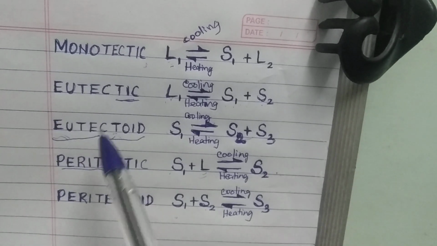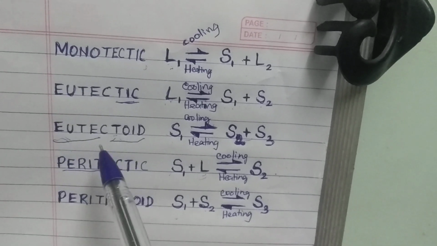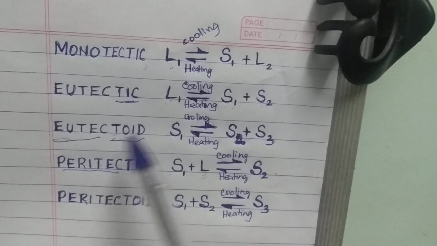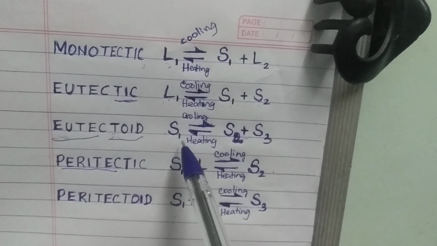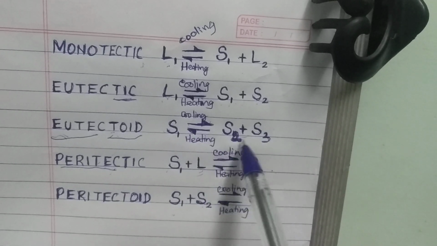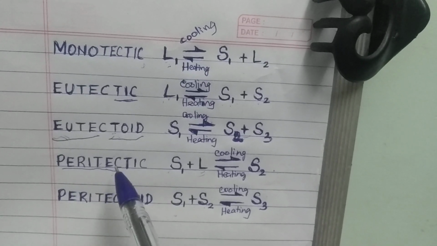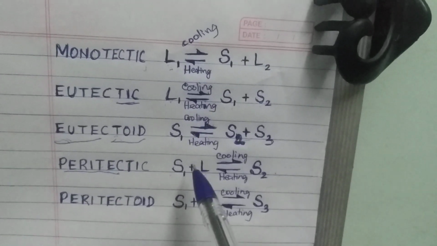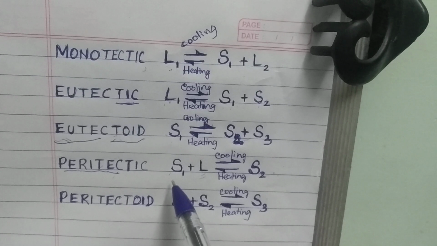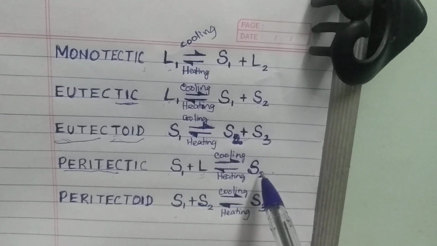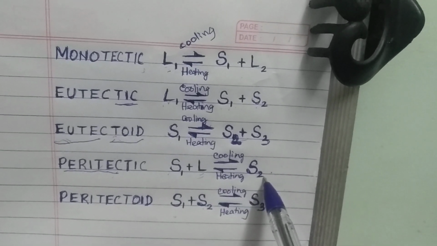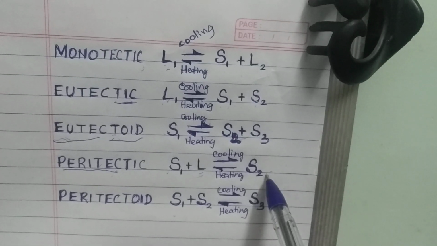And if the name of the reaction starts with eutec, that means on the left hand side there is only one phase, and on the right hand side there are two phases. If the name of the reaction starts with peritec, that means on the left hand side there are two phases, and on the right hand side there is one phase, that is a single phase.